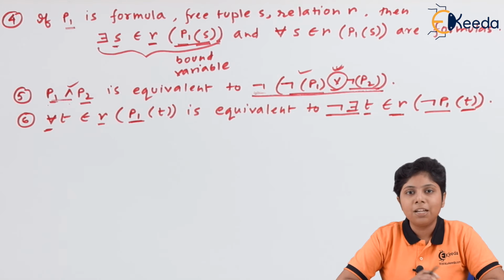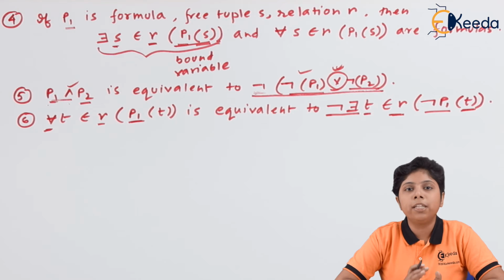So that means all the tuples that will satisfy P1 of T, and the equivalent statement in negation is there exists no tuple of T that cannot satisfy P1 on T. So both are the same, one is a positive one and another is a negative one.